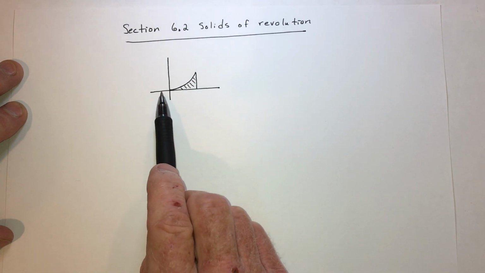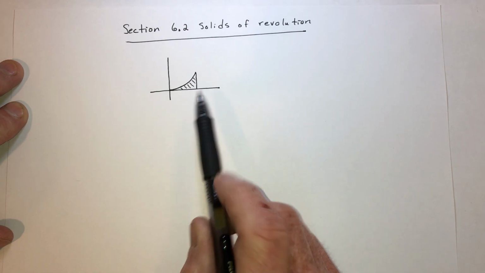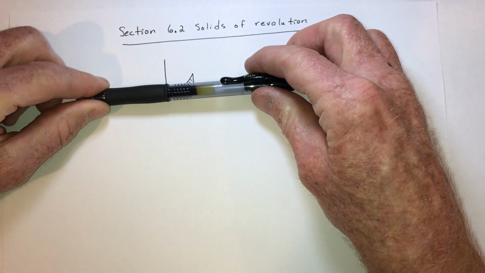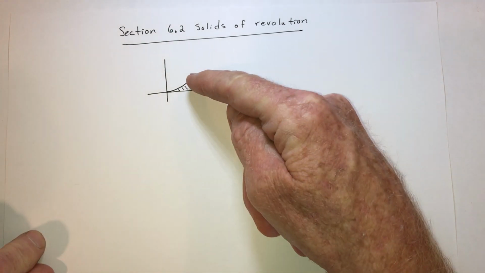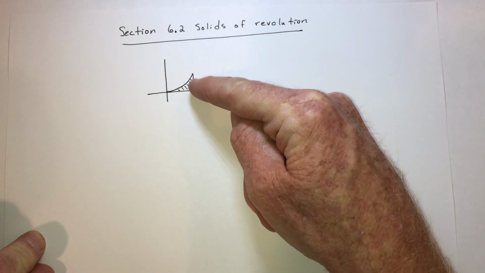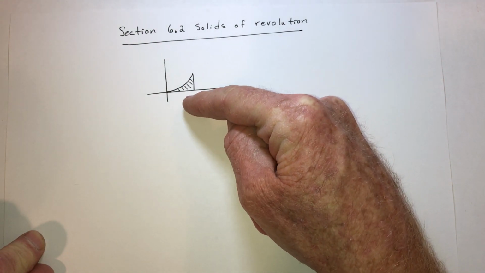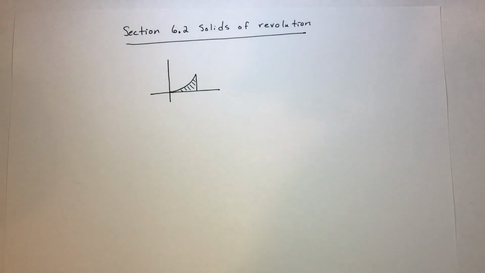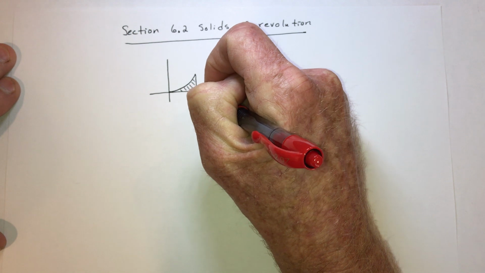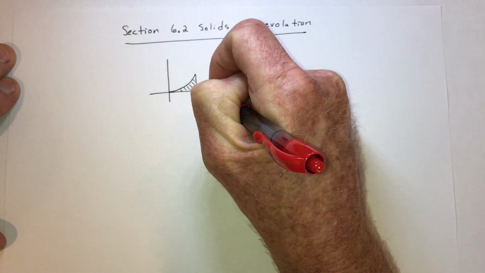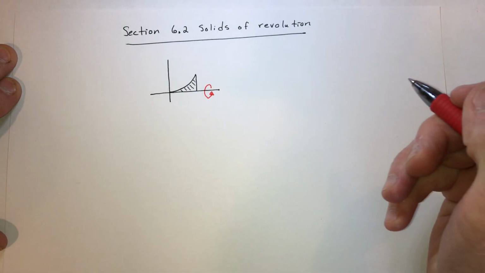But then imagine that this x-axis right here could spin around. So you take the x-axis and you spin it around like this. And then this thing is going to go spinning around the x-axis, and it will create a 3-dimensional object. So to show that it's rotating around the x-axis, we put a little circle or arrow like this.